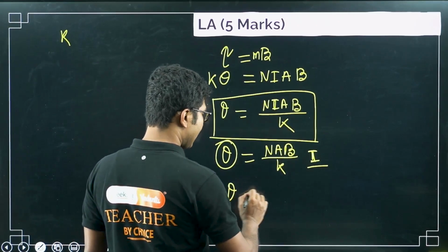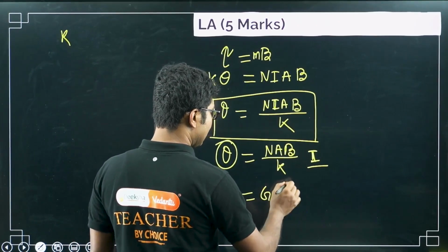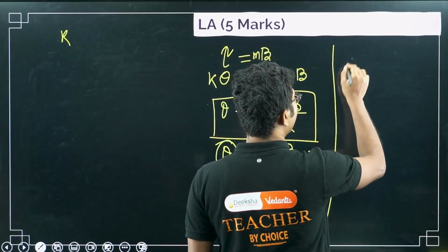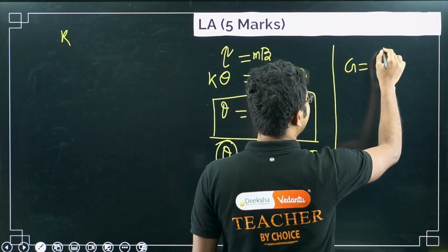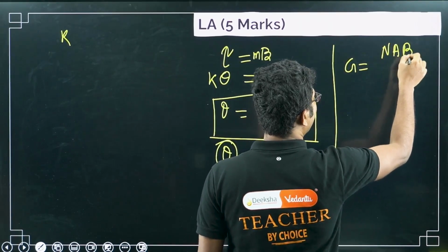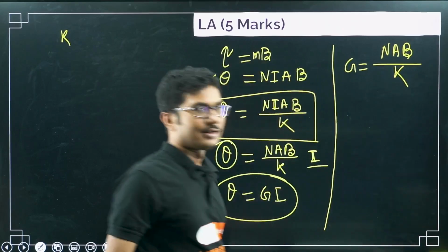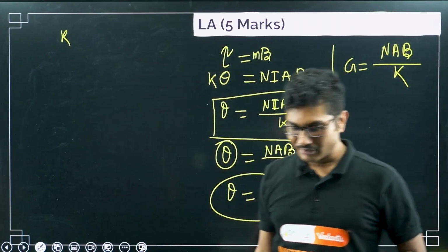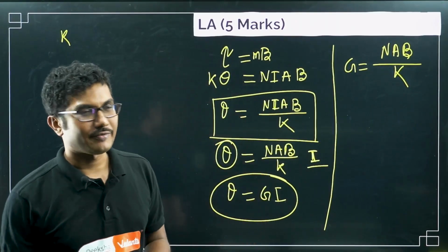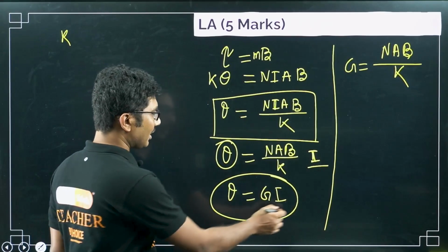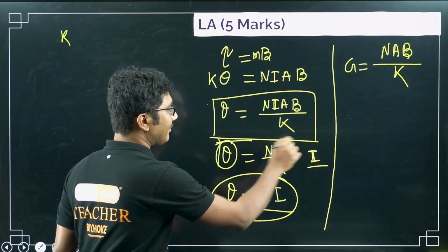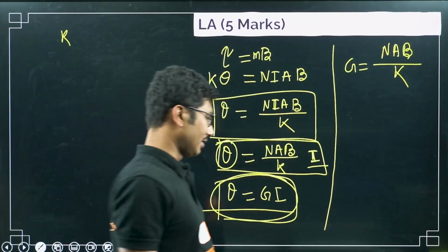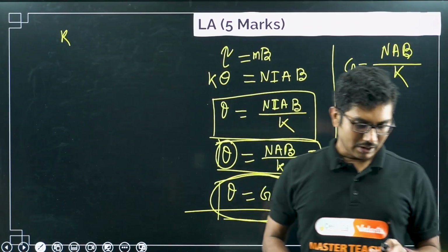Sometimes this is written as GI. This G is not the galvanometer resistance, but this G represents the constant of the galvanometer. G is NAB by K. So this G is known as the galvanometer constant. For a given galvanometer, this is a constant value. So this is the basic formula. You can leave it here, in your book they have left it here, or you can go one more step and define this. Both are fine. So this is a new question.